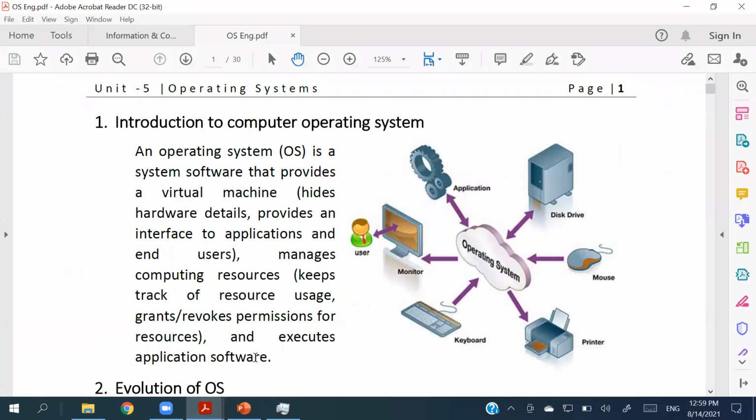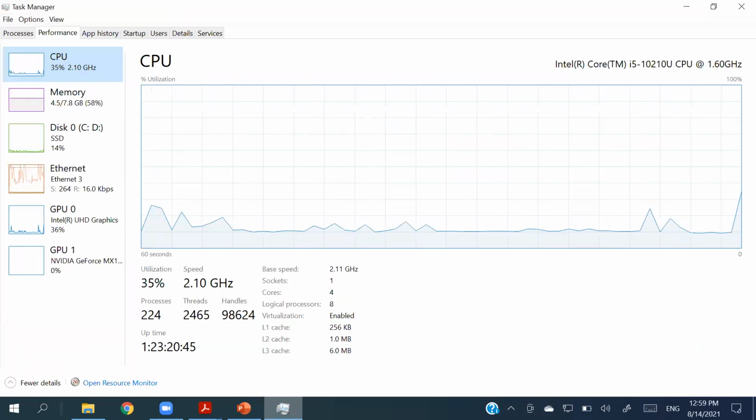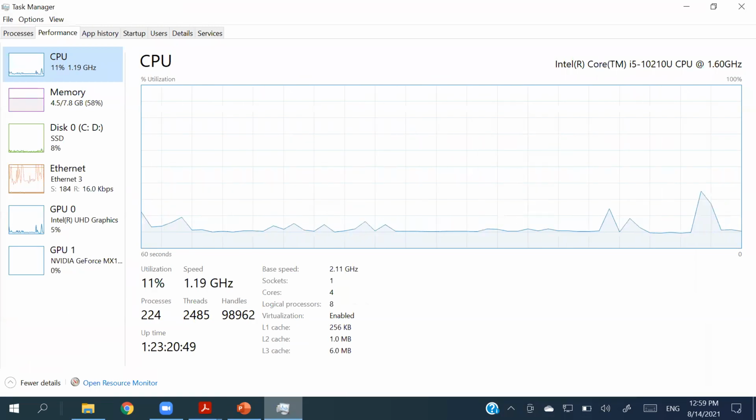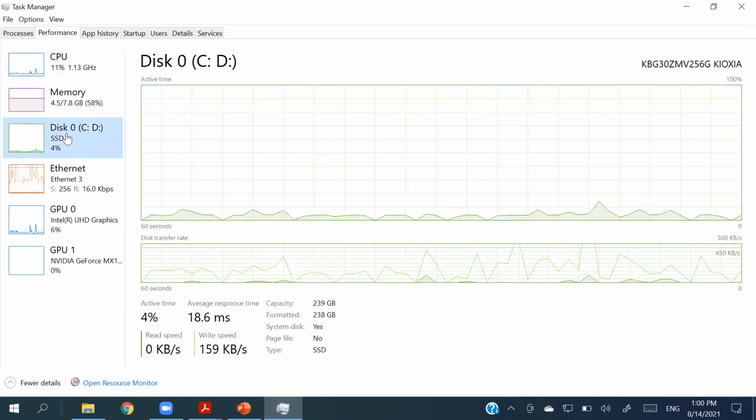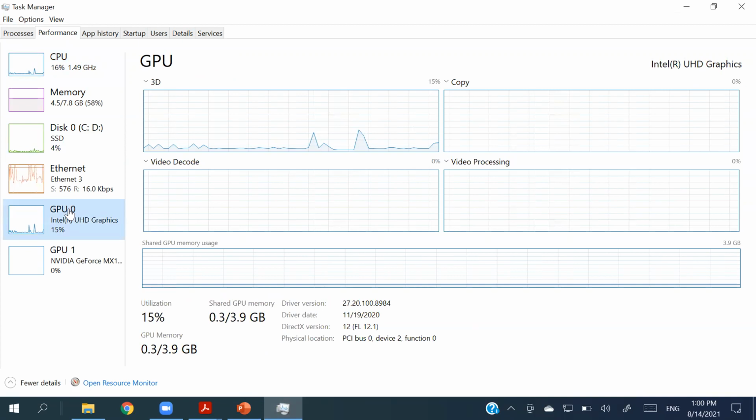And the next one is about managing computer resources. You can see now, this is another good example to show that the operating system is managing the resources. It keeps track of the CPU, the memory, the hard disk, the graphical processing unit, those kinds of things.